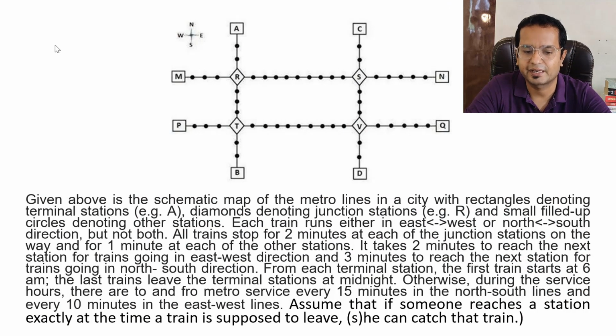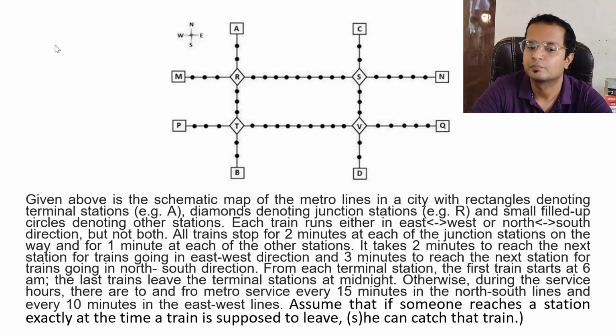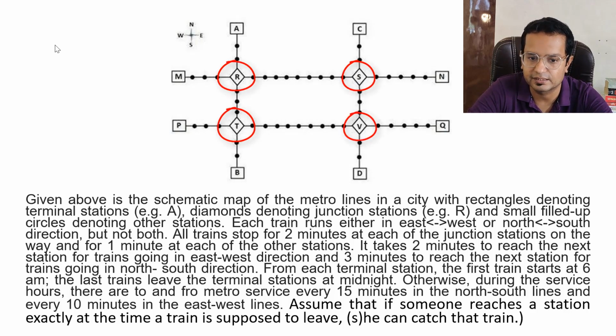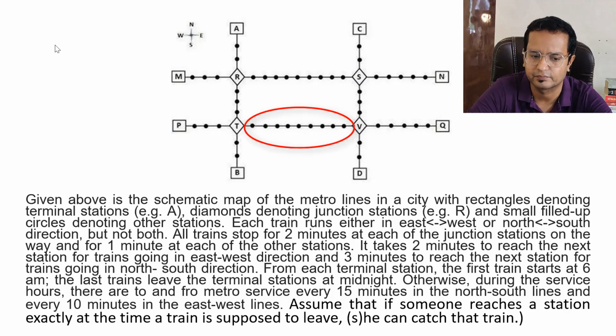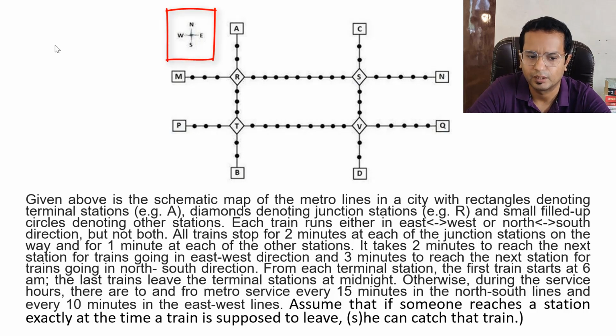Given above is a schematic map of the metro lines in a city with rectangles denoting terminal stations. So A, B, C, D, M, P, N, Q, these are terminal stations. Diamonds denoting junction stations. R, T, S, V, these are junction stations. And the small filled up circles, they denote other stations. Each train runs either on the east-west line or the north-south direction, but not both. So that direction map is given above the diagram.